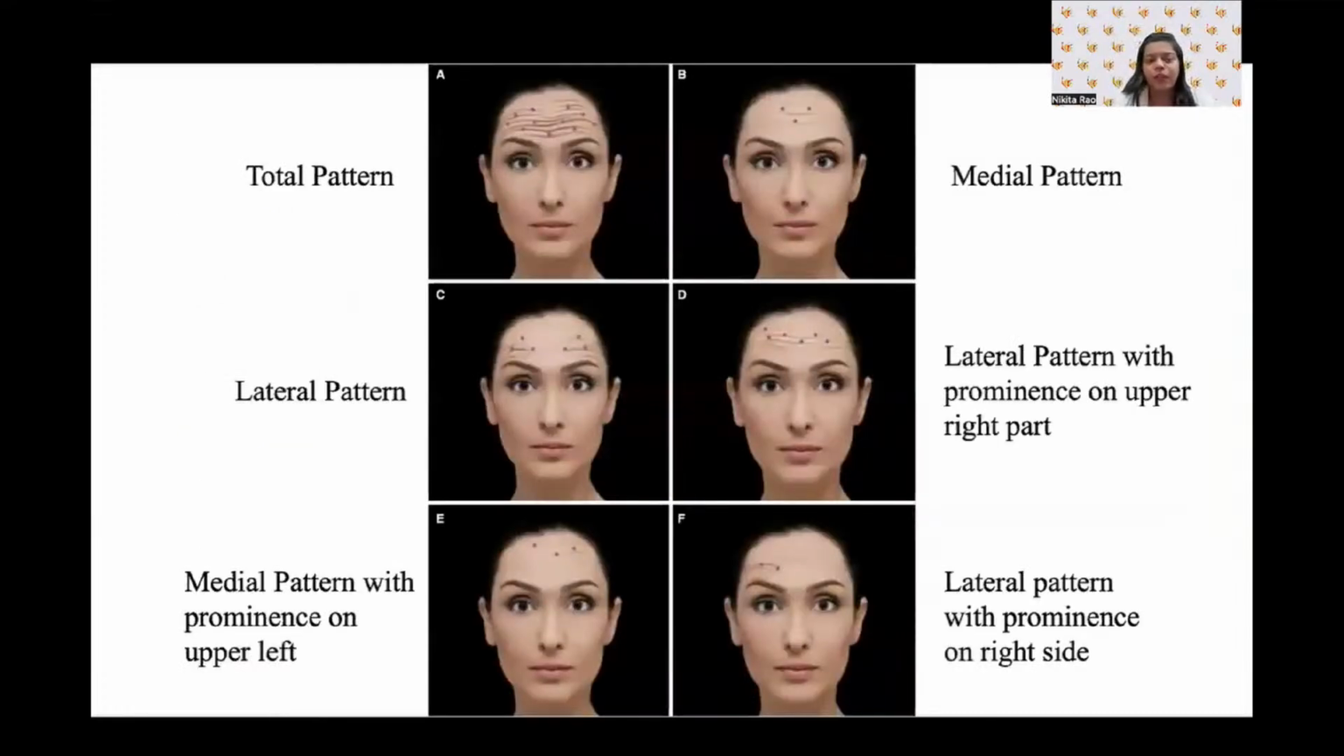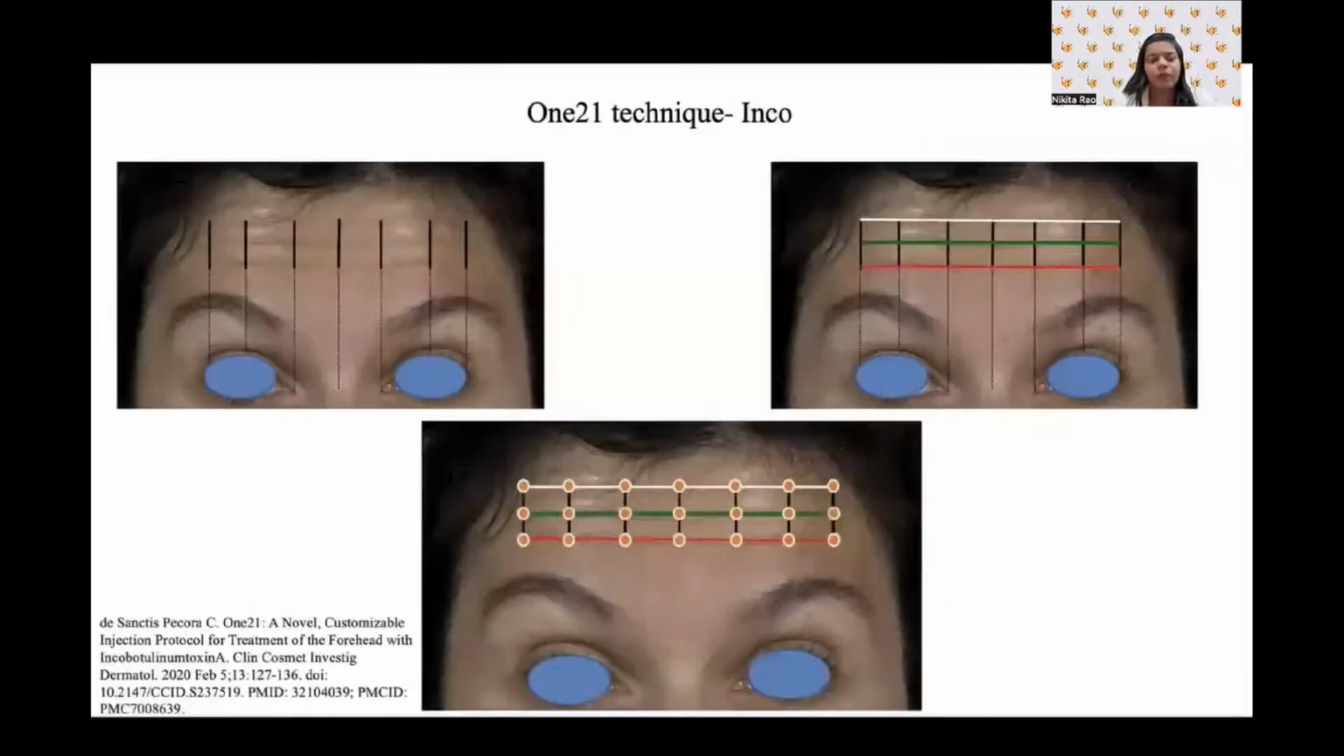So these are again a few variations which can be given for frontalis, that is total pattern, medial pattern, lateral pattern, lateral pattern with prominence on the upper right and left side, and lateral pattern with right side.